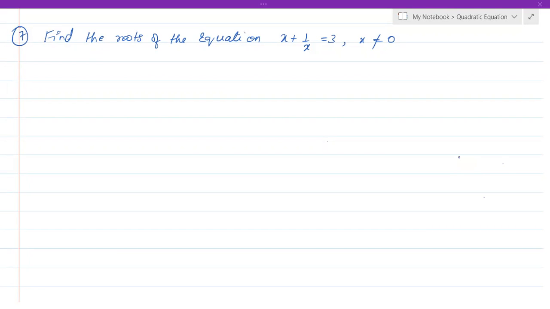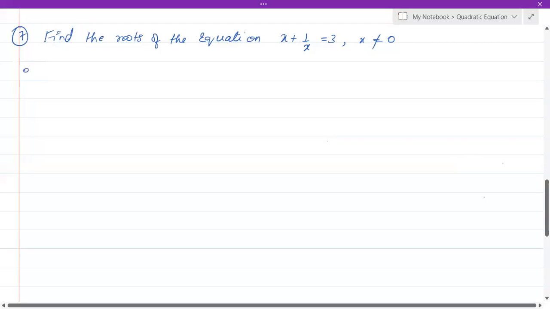Okay. Now, basically, this is not at all a quadratic equation right now, isn't it? Because as you can see, the highest power is not 2. So this is not a quadratic equation. But if we do some simplifications over here, we will get a quadratic equation. Okay. So this x plus 1 by x equal to 3. Let me take LCM. This x can be written as x by 1. What is the LCM of 1 and x?